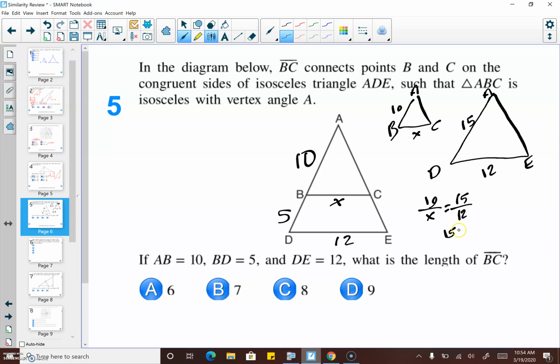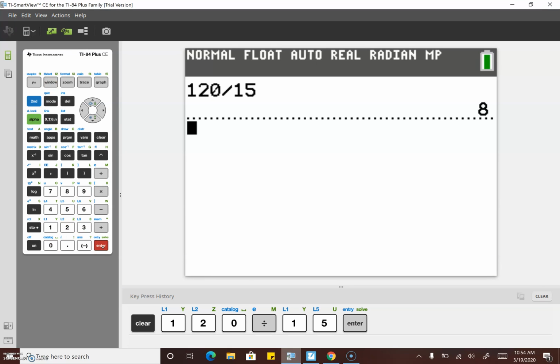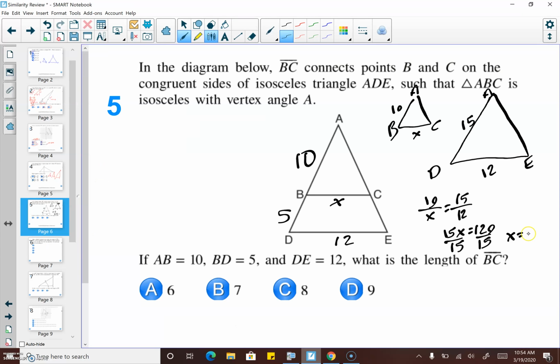So I'm going to cross multiply. I get 15X equals 120. I will divide both sides by 15. And just to make sure I don't screw this up, I'll throw it in the calculator. I get 8. So X equals 8 is my length of BC.